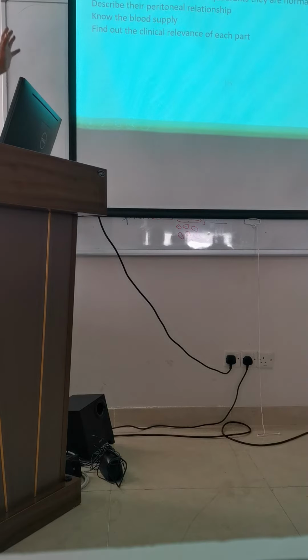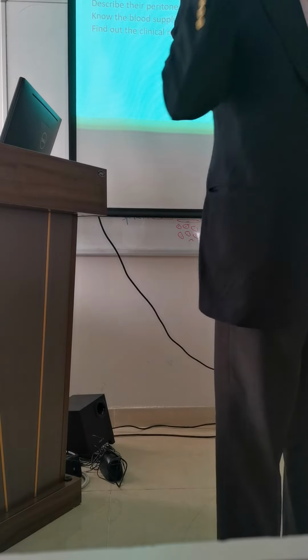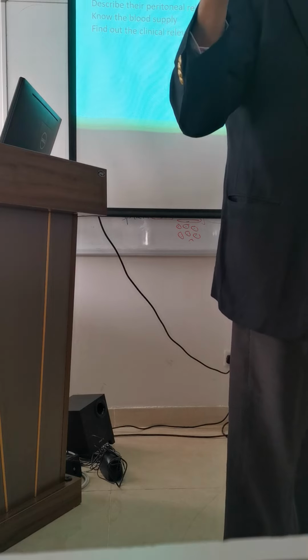So what are the objectives? Differentiate the parts of the small and large intestine, so we should know what the parts are. Then know the abdominal regions or quadrants where these structures are normally present. Why do we want to know precisely where they are present?